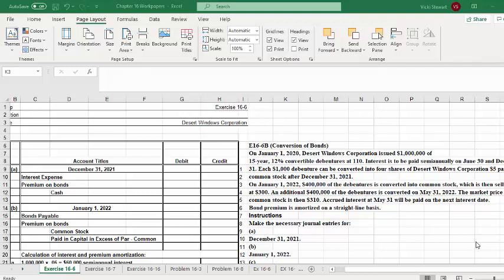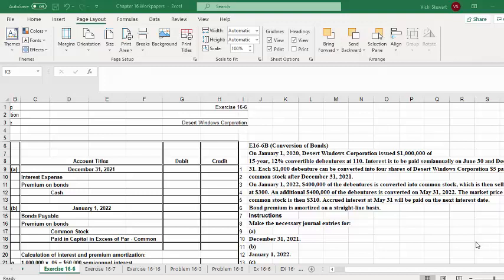This is a demonstration of exercise 16.6b, conversion of bonds. On January 1st, 2020, Desert Windows Corporation issued $1 million of 15-year, 12% convertible debentures at 110. Interest is to be paid semi-annually on June 30th and December 31st.